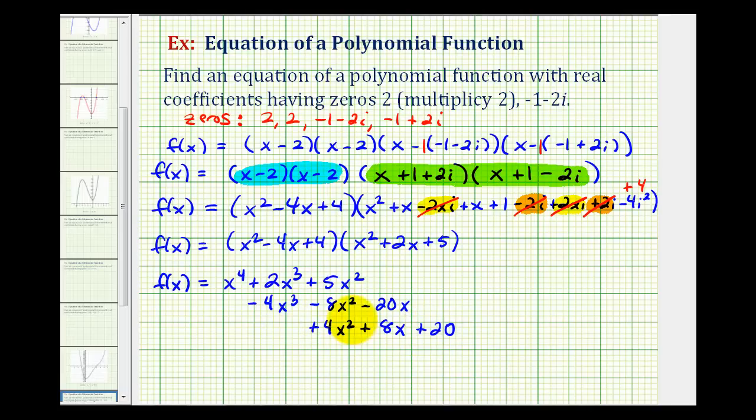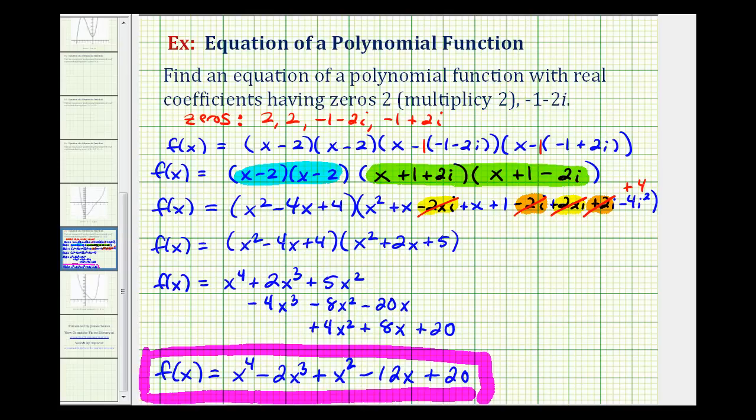And now that we have this lined up vertically, we can easily combine the like terms to find our polynomial function. So we have x to the fourth, 2x cubed minus 4x cubed, that's minus 2x cubed, 5x squared minus 8x squared, that's negative 3x squared, plus 4x squared, that's plus 1x squared, or plus x squared. Negative 20x plus 8x is minus 12x. And we have our constant of plus 20. This is an equation of a polynomial function of degree 4 that would have the given zeros.